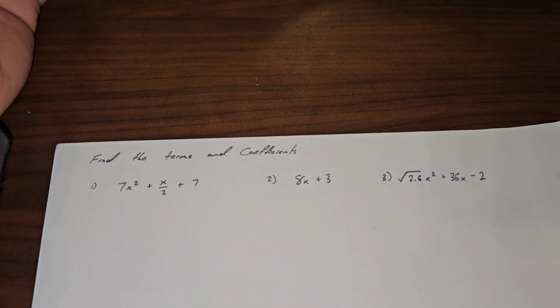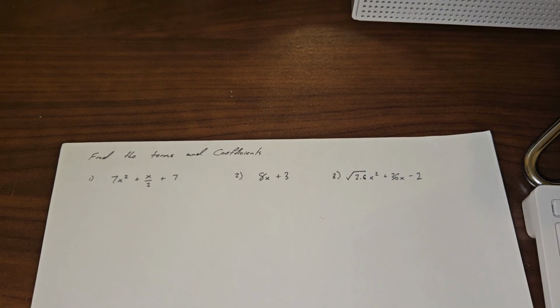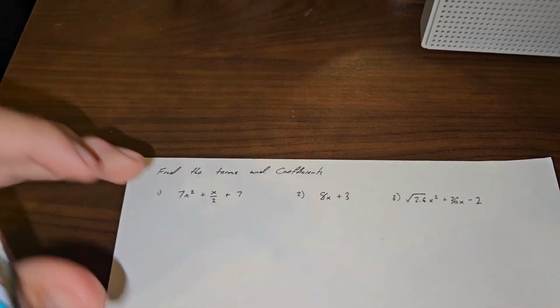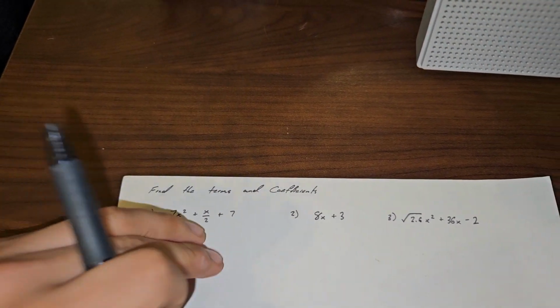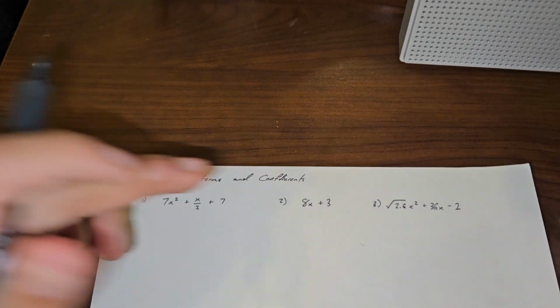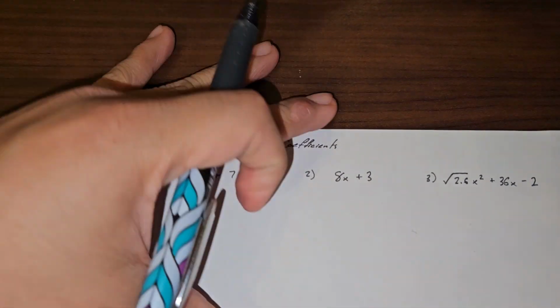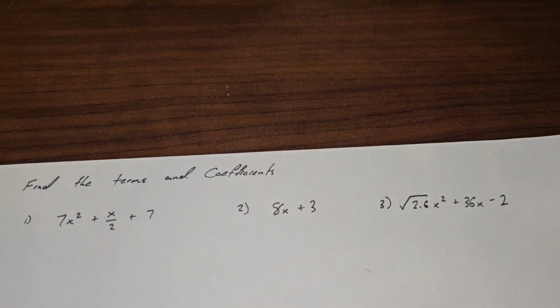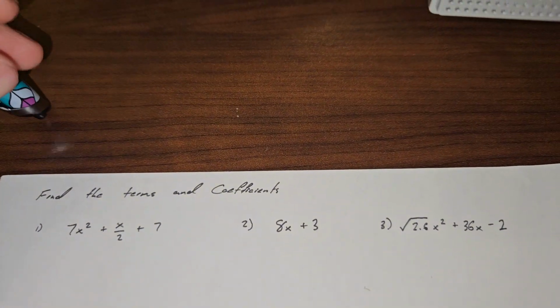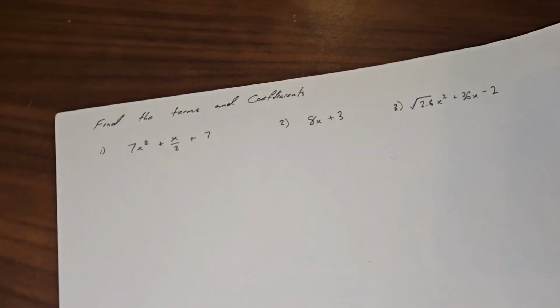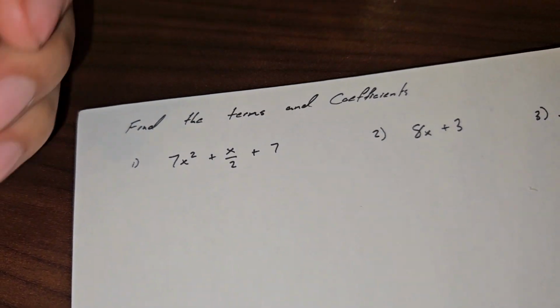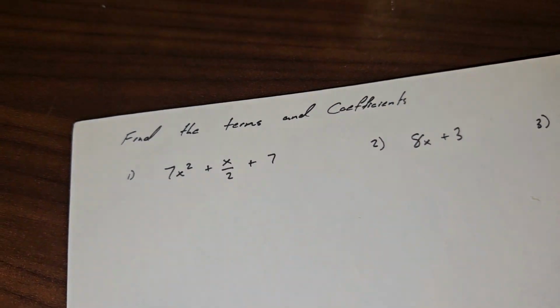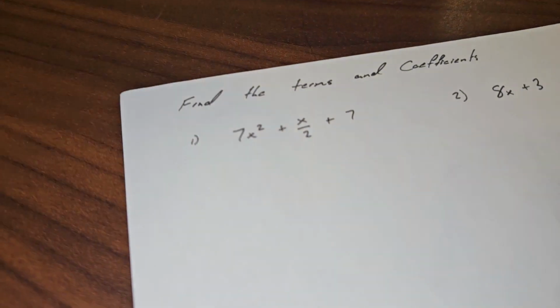All right, today we have find the terms and coefficients. We're given a polynomial, and we're supposed to find the terms and the coefficients of the polynomial they give us. So let's go ahead and do number one first. We have 7x squared plus x over 2 plus 7. Let's go ahead and find the terms first.